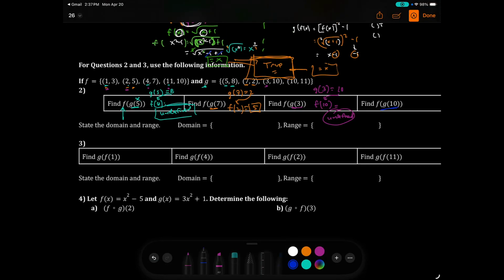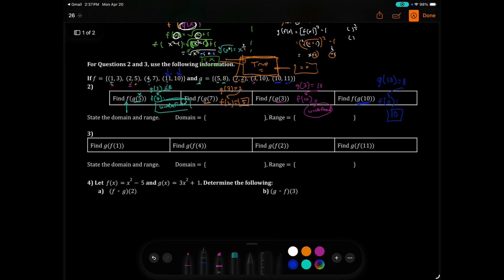Okay, last one, g of 10. So I go to g, I find 10 as my x value, and then the output is 11. Now I'm going to find f of 11. So my answer is 10 is our answer.